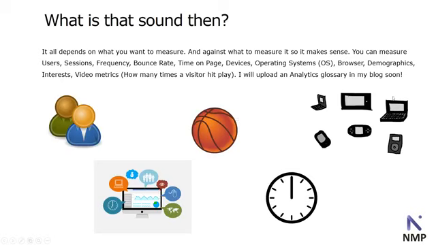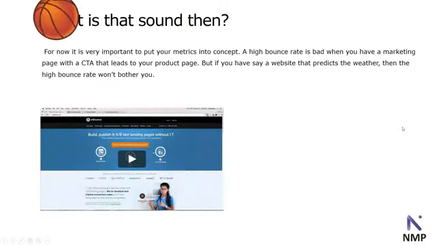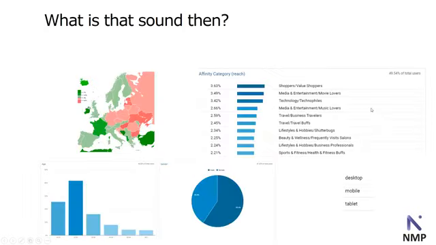As we said, we have different metrics to have in mind. It is very important to put your metrics into context. We have these metrics to measure performance, but a high bounce rate is bad when you have a marketing page with a CTA, as Toyota does. But if you have a website that predicts the weather, then a high bounce rate won't bother you. So in the case of Toyota, it's bad to have a high bounce rate.